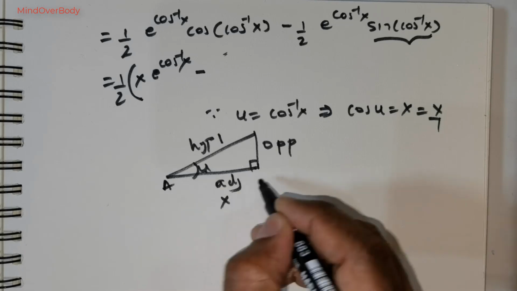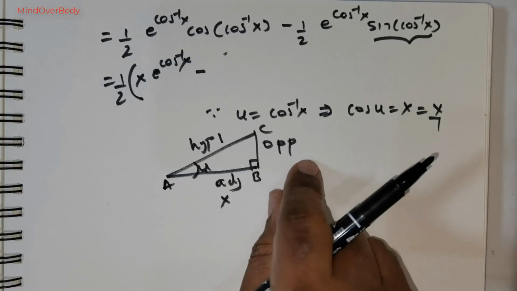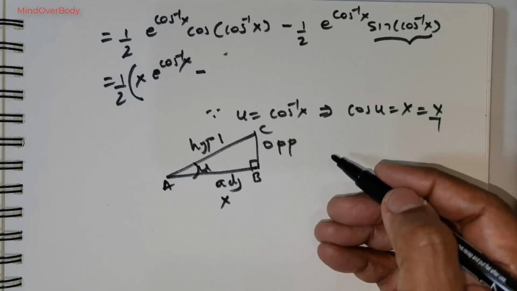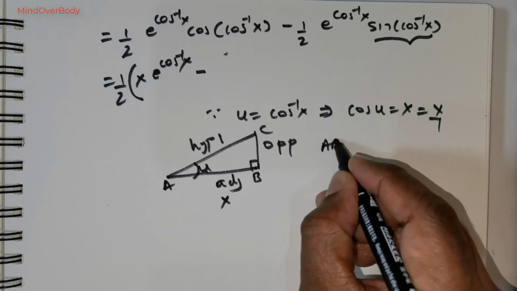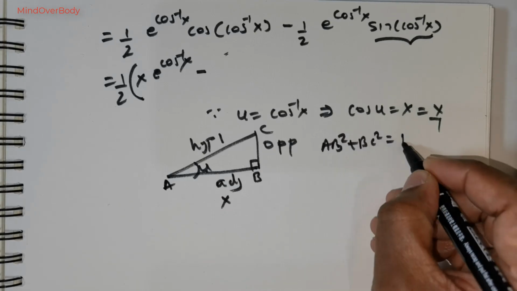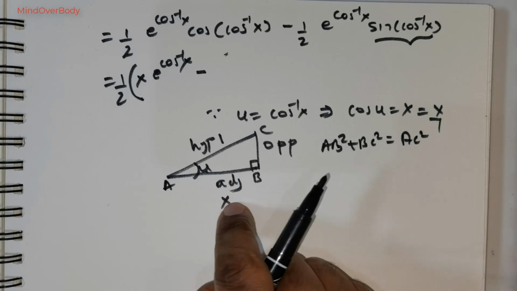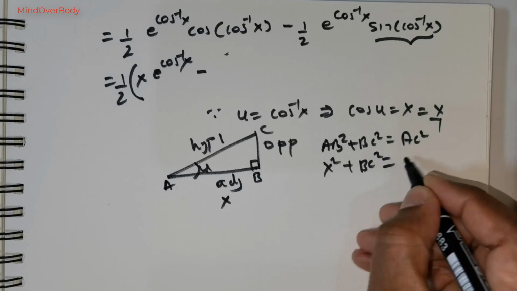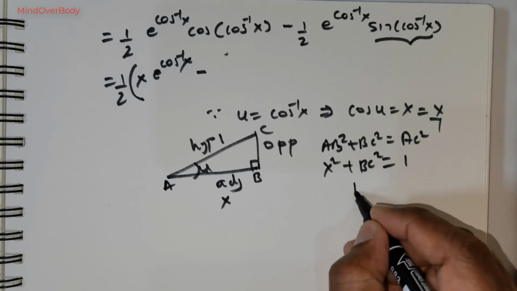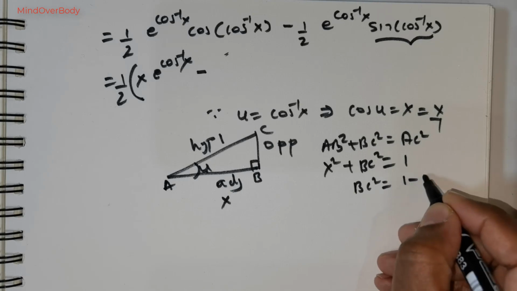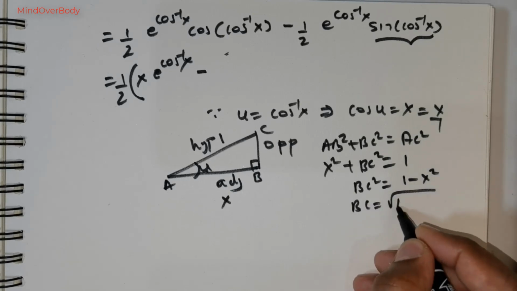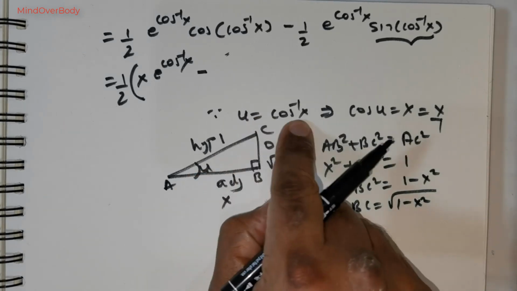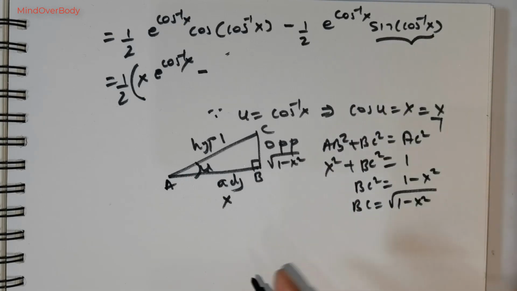If I take this as a, b, c, I want to get the value for the opposite side. So ab squared plus bc squared is equal to ac squared. This ab squared is x squared, bc squared has to be found, and ac squared is 1 squared, that's going to be 1. So bc squared is equal to 1 minus x squared, so bc is equal to root of 1 minus x squared. And this is u. What is u? Cos inverse of x. So this is actually sine u.